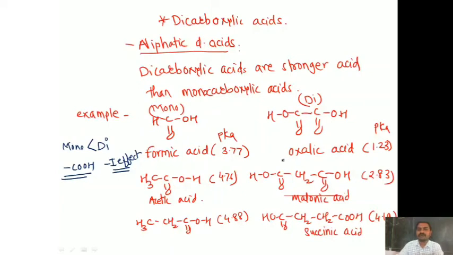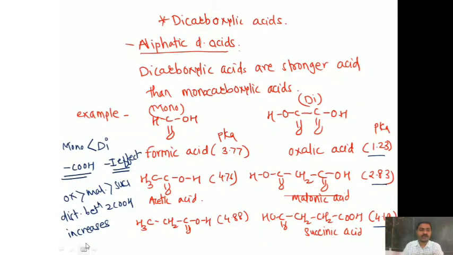And if you see the dicarboxylic acids, oxalic acid, malonic acid and succinic acid, oxalic acid is stronger than malonic acid, and malonic is stronger than succinic acid, because as the distance between two COOH increases, minus I effect decreases. So as the distance increases, inductive effect goes on decreasing.